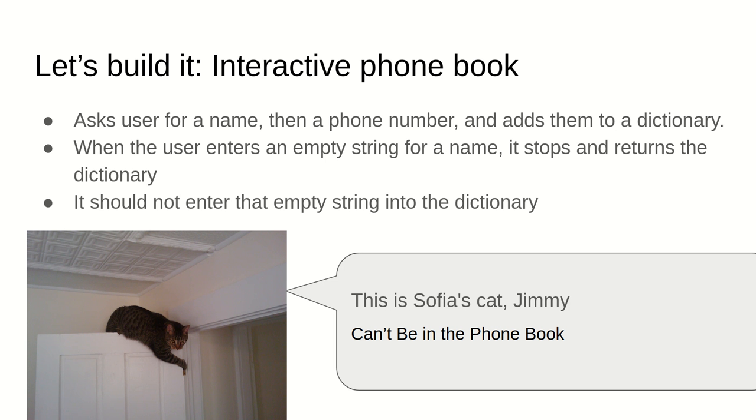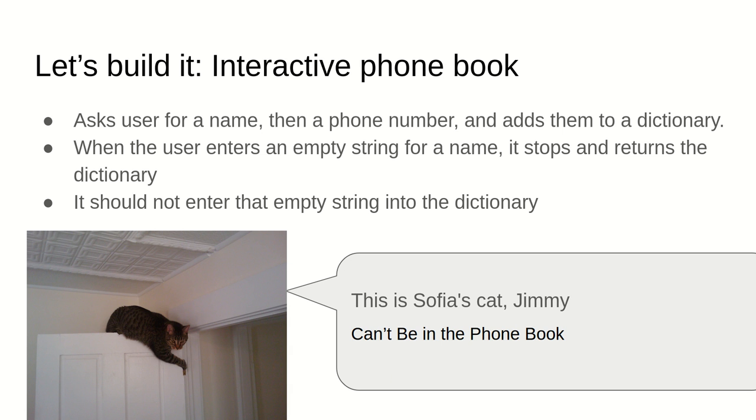So here's an example that you could think through and that we might get to spend some time on in class: build an interactive phone book. It can ask a user for a name and a phone number and add them to some dictionary that presumably would start out as being empty and then would get entries added to it. When the user enters an empty string for a name, then your loop stops and you return the dictionary. Don't enter the empty string into the dictionary.